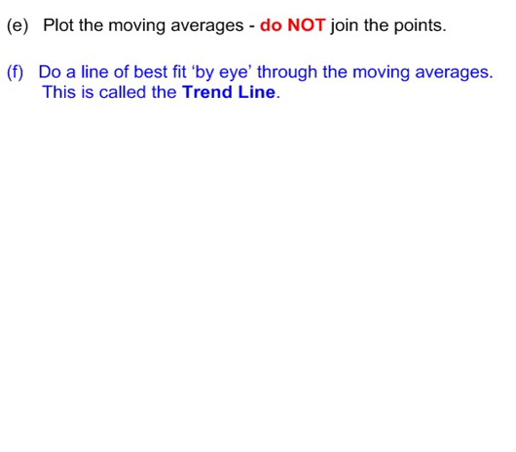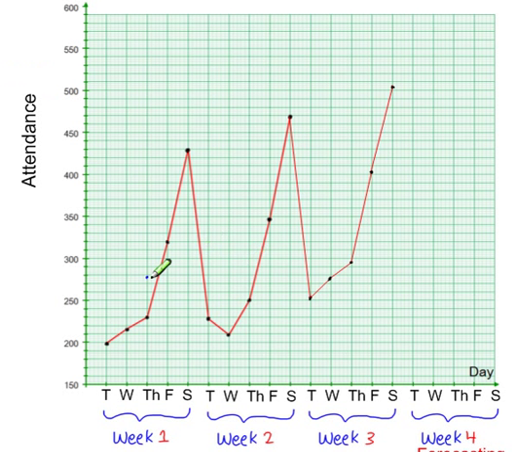Okay, we're moving on to plotting the moving averages. So just plot the points, but do not join the points together. Once you've plotted the moving average points, do a line of best fit by eye through the moving averages. Okay, just the moving averages. This is called the trend line. Here is the first moving average point plotted, right there. The reason it's here is because the first moving average value coincides with Thursday of week 1.